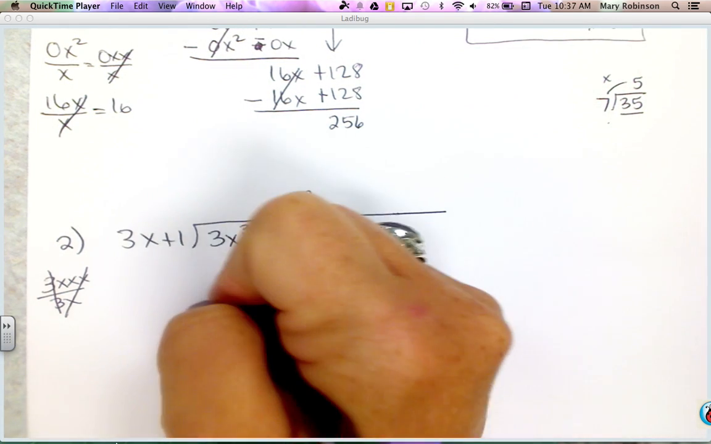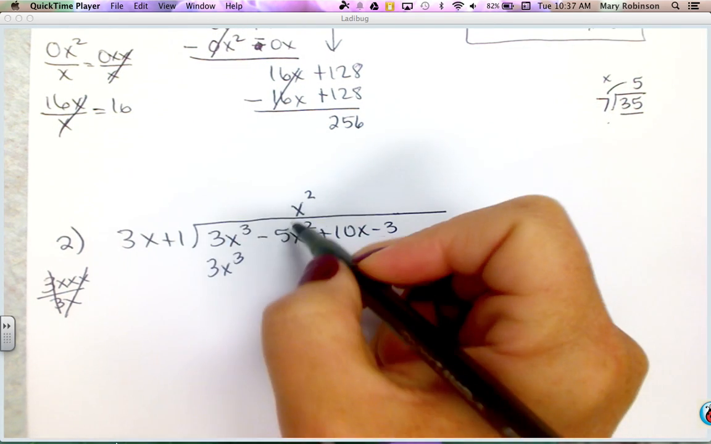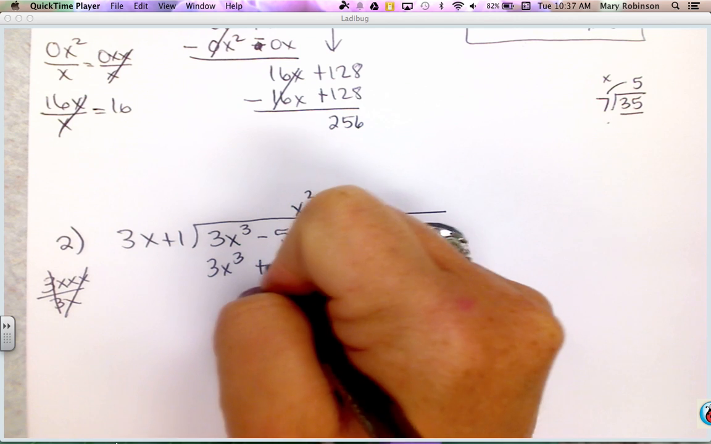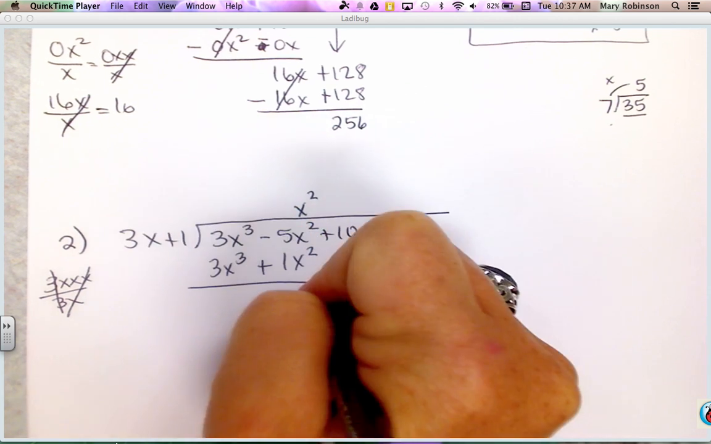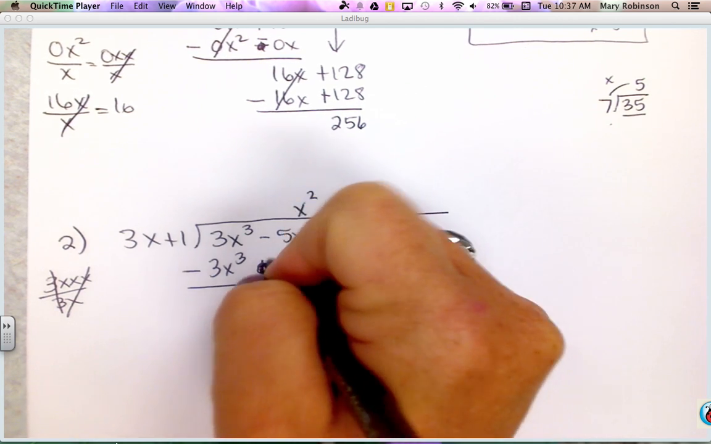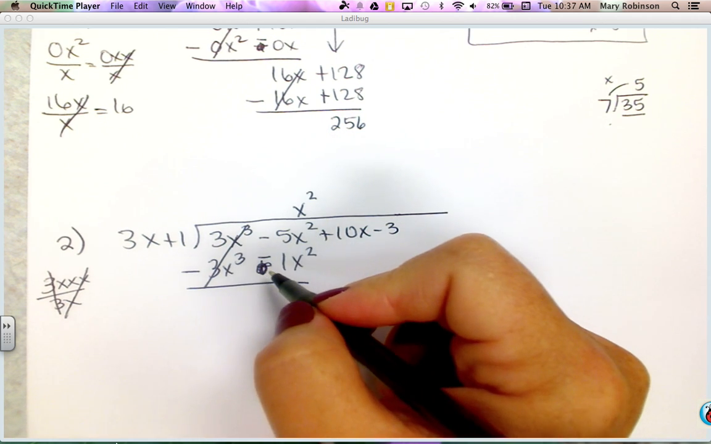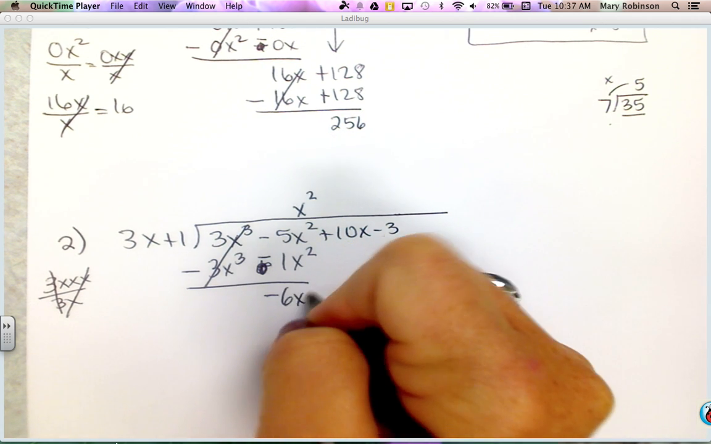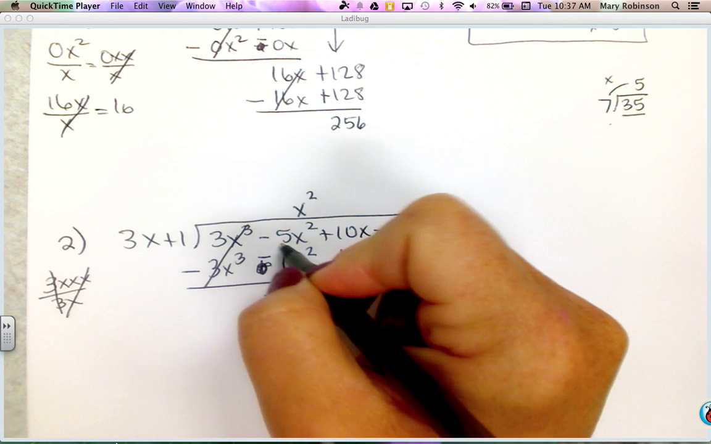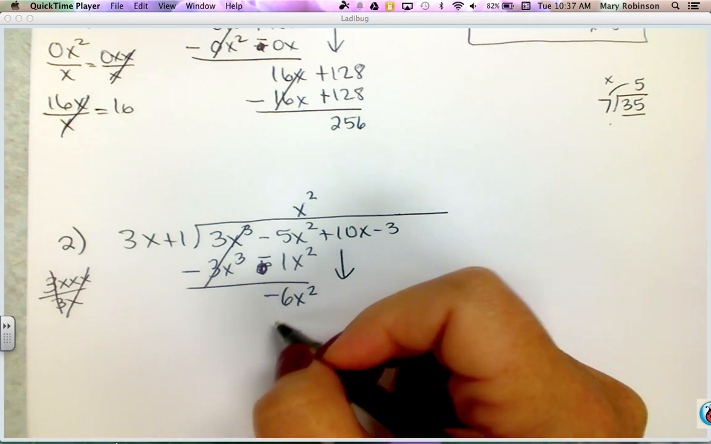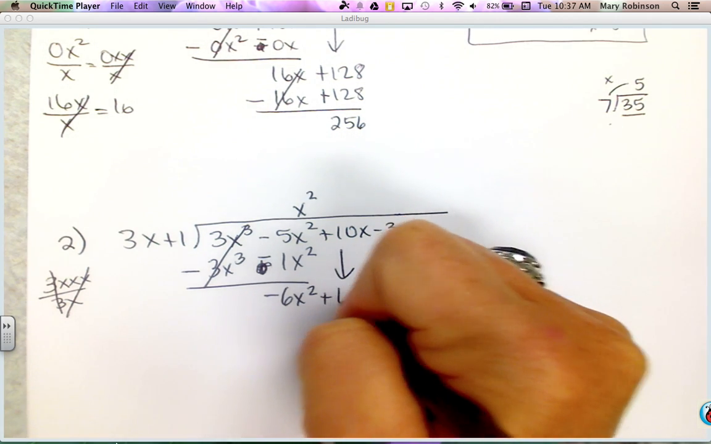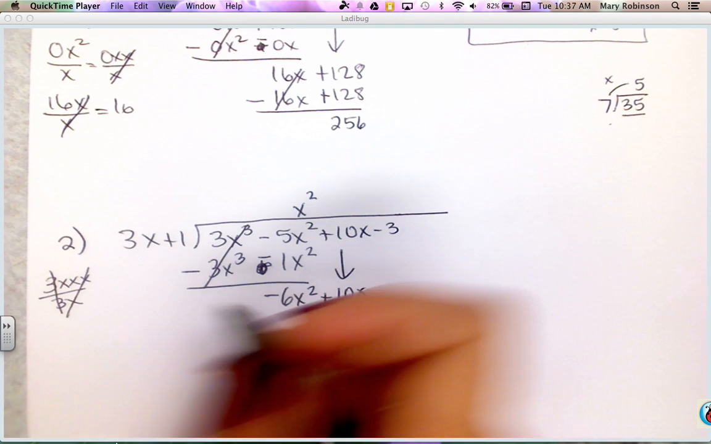x squared times 3x is 3x cubed. x squared times positive 1 is positive 1x squared. Draw my line, change my signs. Negative 5x squared minus 1x squared is negative 6x squared. I'm going to bring down your linear term and repeat the process.